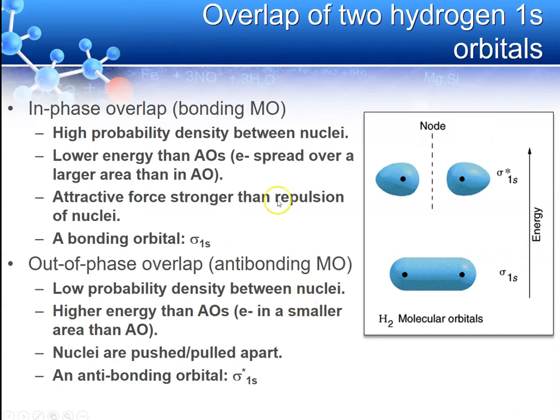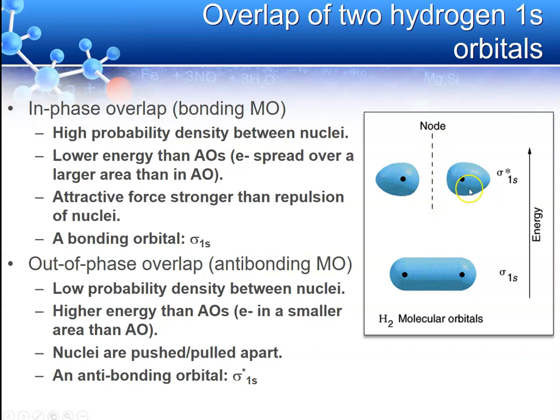So we can show that here too. So an in-phase bonding molecular orbital, there's a high probability of finding an electron between them. So that's demonstrated by the sigma 1s diagram right here. Again, it's lower in energy because the electron density is spread out over a larger area than it would be if you had the two atomic orbitals.